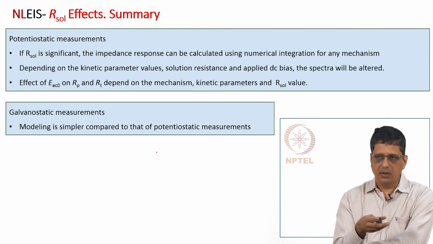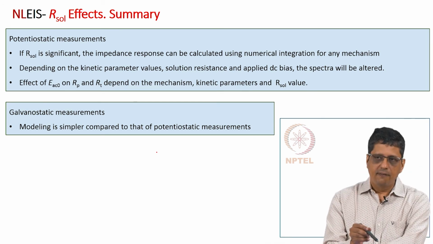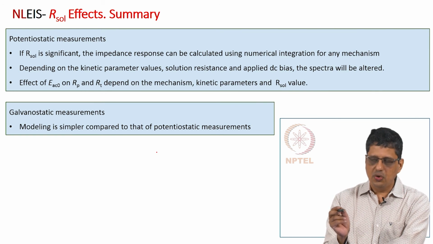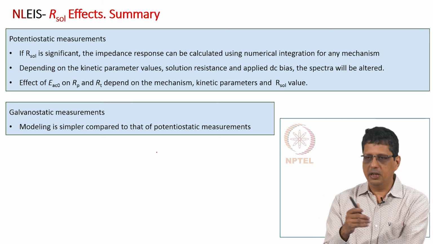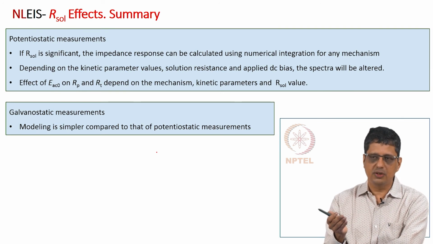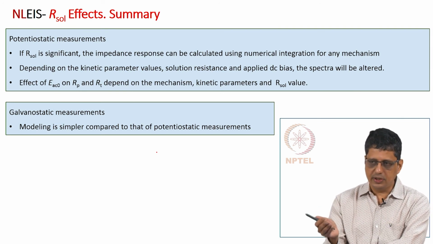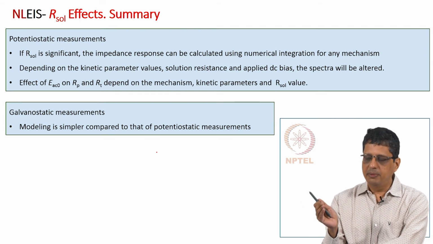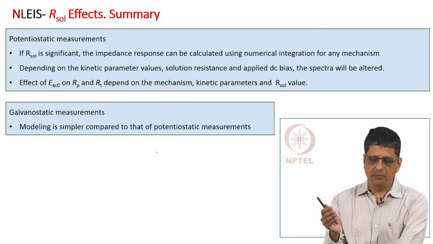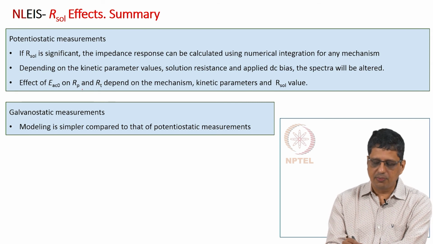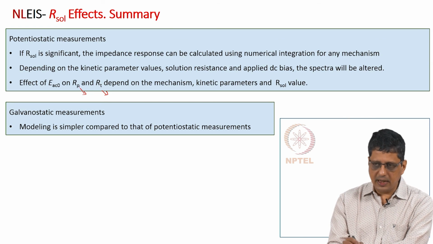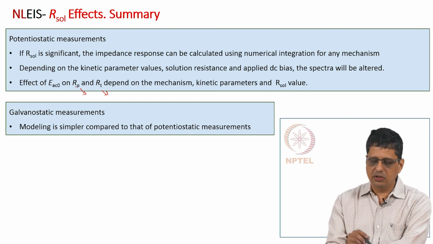So, all this is done for potentiostatic measurements, right. When solution resistance is significant, you can calculate the impedance response using numerical method. You have to use integration for pretty much any mechanism, and depending on the DC bias, depending on the kinetic parameter values, depending on the mechanism, depending on the solution resistance, the measured spectrum or simulated spectrum will change, and it is not always monotonic change even for the limiting values of polarization resistance and charge transfer resistance. Whether it is linear or nonlinear regime, RP NL or RP, you can't say that it is going to be monotonic.